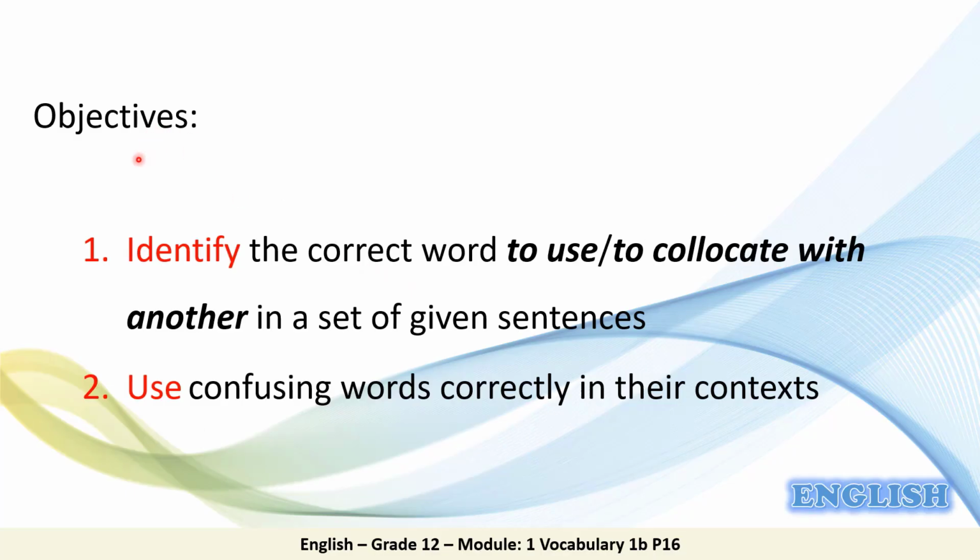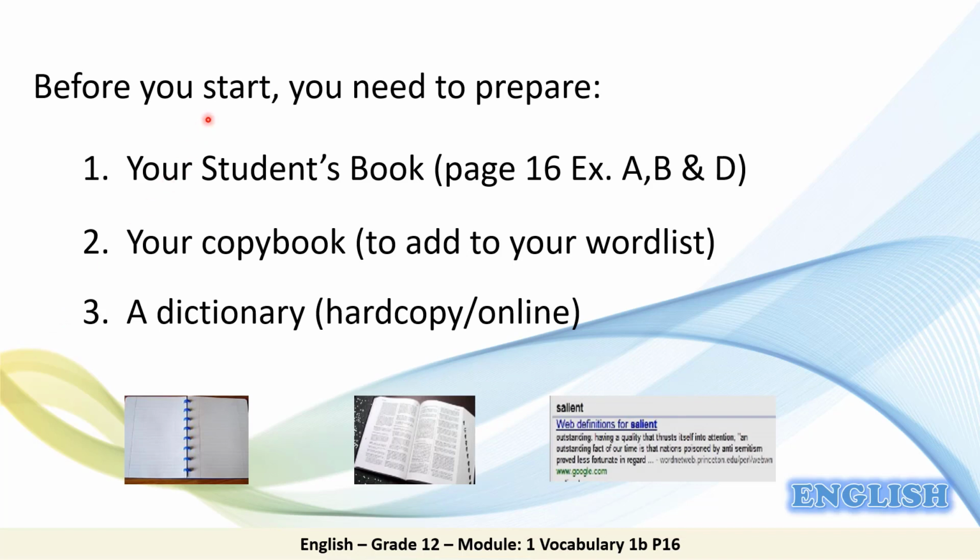Our objectives today are: number 1, to identify the correct word to use or to collocate with another in a set of given sentences, and to use confusing words correctly in their contexts. Before you start, you need to prepare your student book, page 16, exercises A, B, and D, and your copybook in order to add to your word list, in addition to a dictionary, whether a hard copy or an online one.